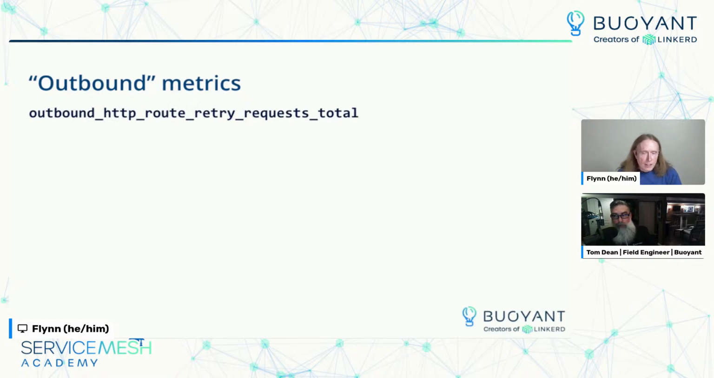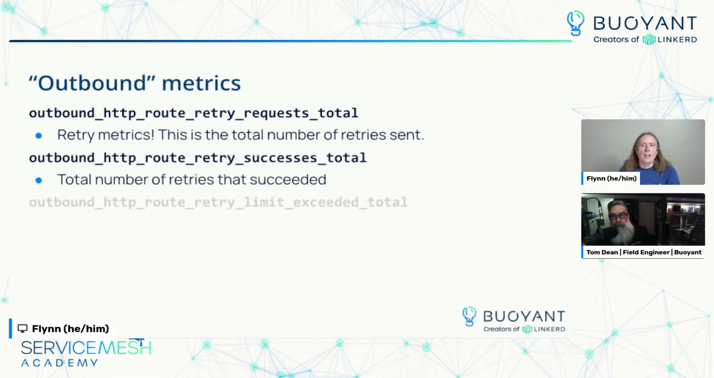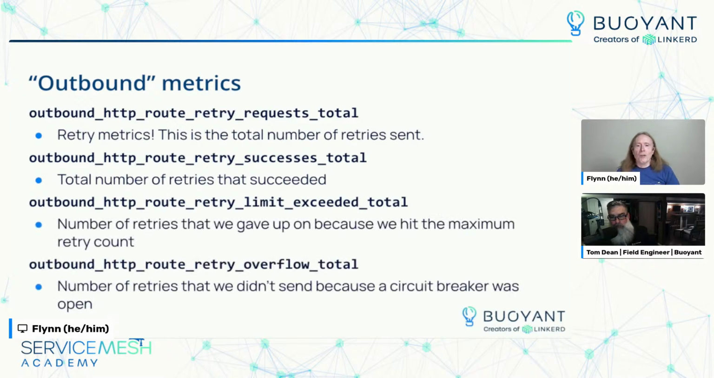Yep. We also have retry metrics in 2.16, which is nice. We get a metric for the total number of retries that were sent, the total number that succeeded, the number that we gave up on because we hit the maximum retry count, and a number where we didn't send a retry because a circuit breaker opened. And these, again, have mostly the same kinds of labels as the other outbound metrics we've been talking about. So you get pretty good granularity on these.